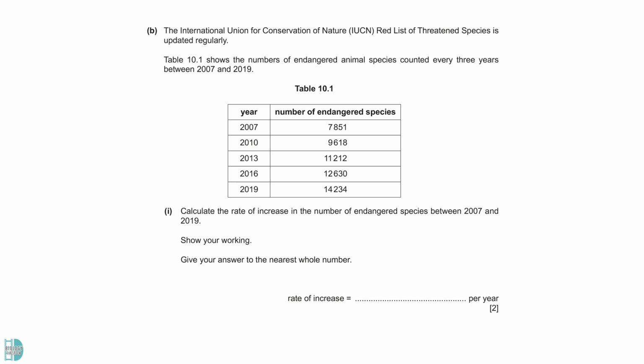In B, we have a table showing us the numbers of endangered animal species between 2007 and 2019. 1. Calculate the rate of increase in the number of endangered species. To calculate the rate, you need to find the difference and then divide it over the number of years. The answer is 532 per year.